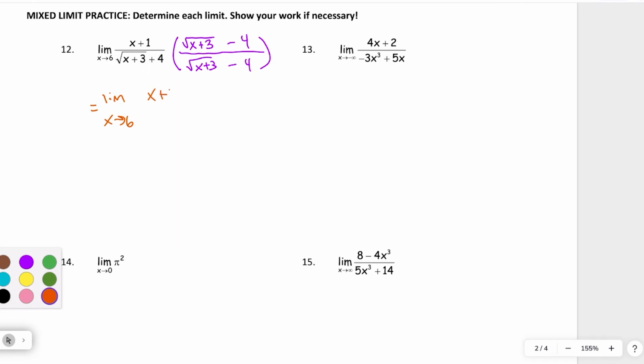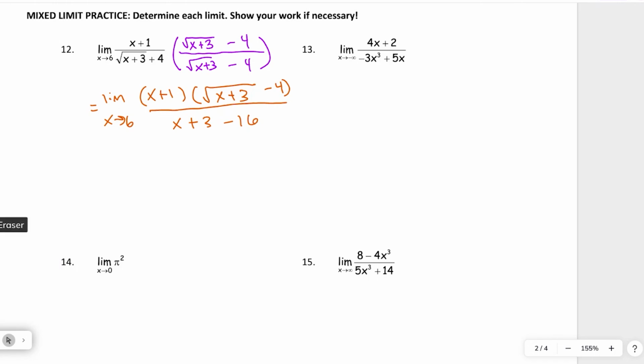So I'm going to have x plus 1 times root x plus 3 minus 4 all over x plus 3 minus 16. Oh, wait a minute. I got kind of carried away here, didn't I? You don't have to do any of that. Wow, I'm making more work for myself here. I take all that back.